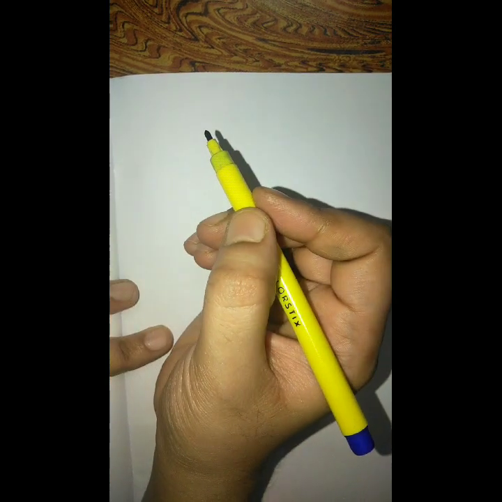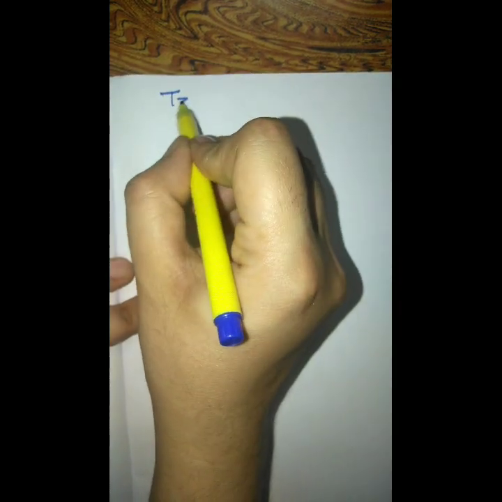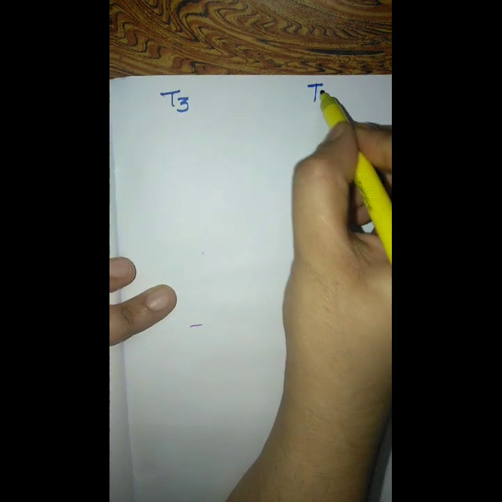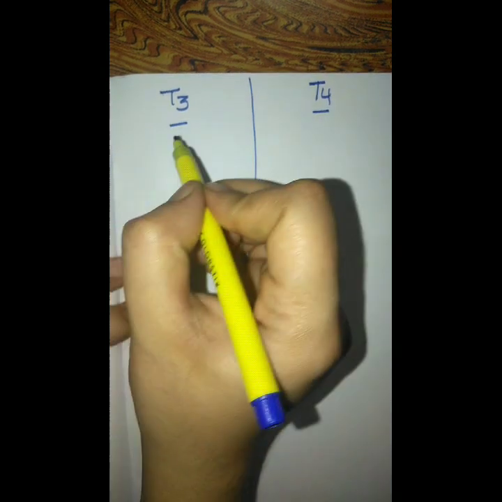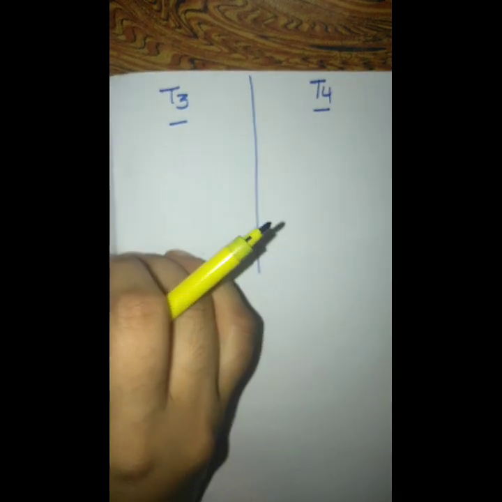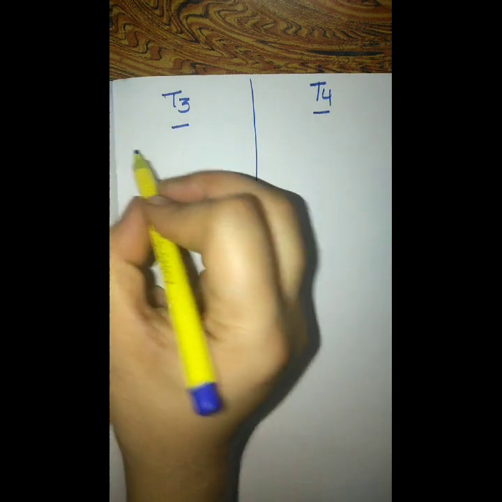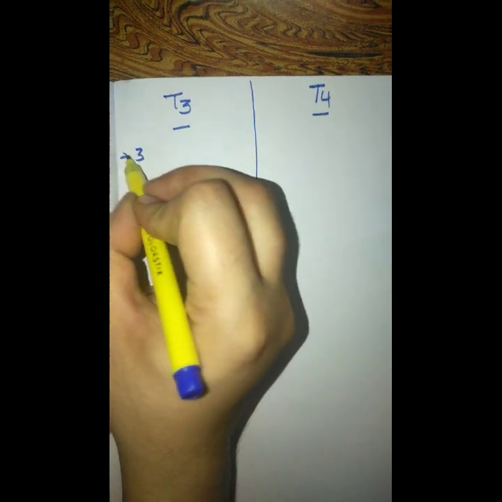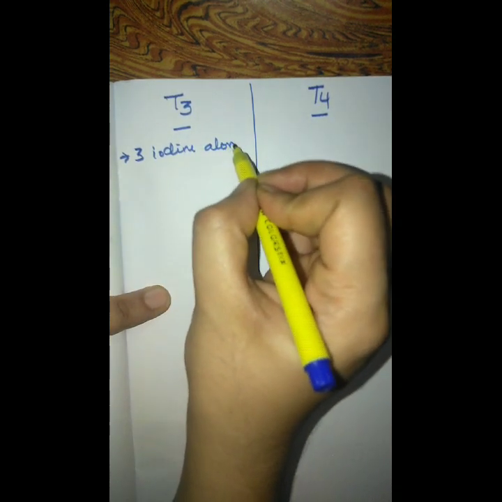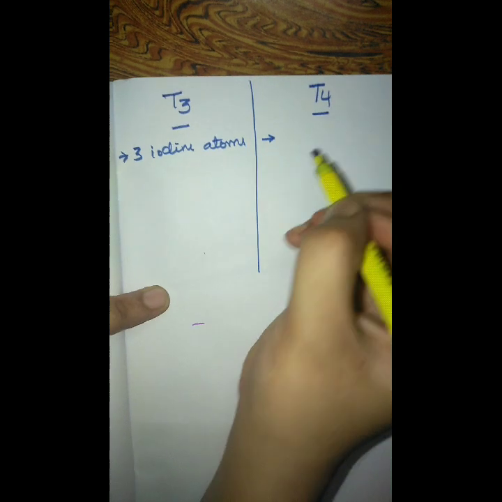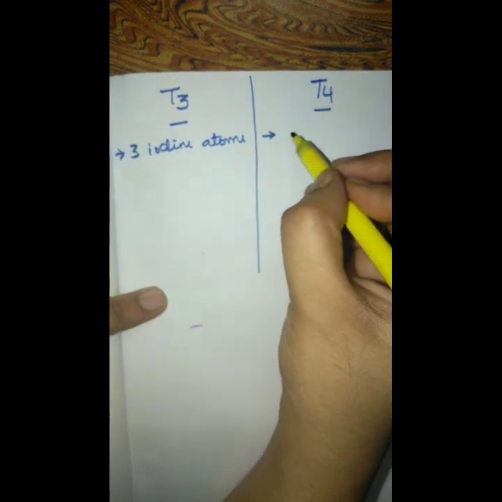Now we'll see some differences between T3 and T4. Thyroid hormones are of two types, T3 and T4. T3, as it is 3, means it contains 3 iodine atoms. And what you can expect with T4? Yes, it contains 4 iodine atoms.